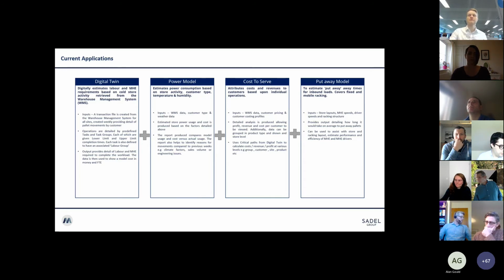Finally, we have a put away model that is used to generate put away times of the product in the warehouse. This accounts for stored layout, speed travelled, and racking types.